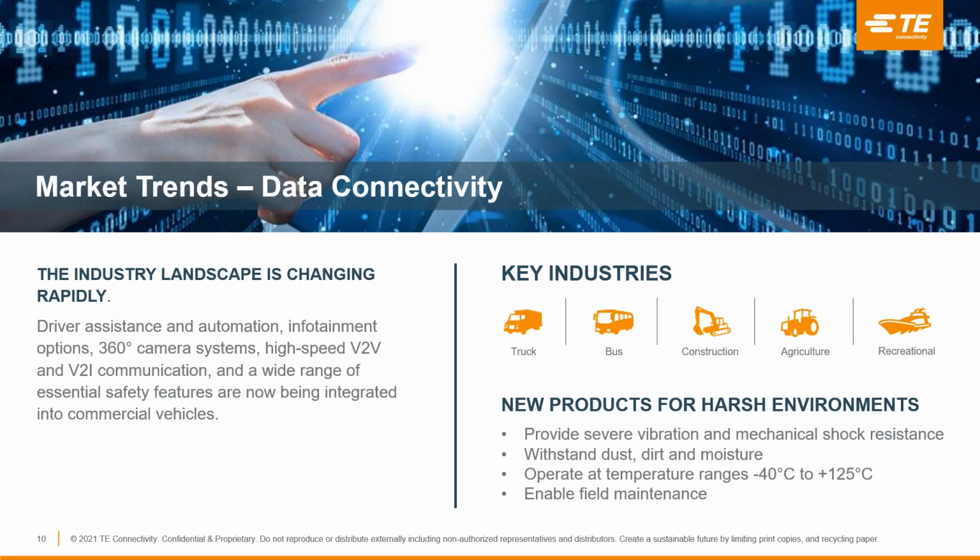But with the advent of new devices and new needs for things like driver assistance and automation, infotainment options, 360-degree camera systems, and high-speed communications both for vehicle to vehicle, or V2V, or V2I or V2X, which I like to refer to as vehicle to vehicle or vehicle to everything, keeping track of where all of the vehicles are on the road and transmitting data up to the cloud. There's a wide range of essential safety features that are now being integrated into commercial vehicles that require speeds and data connectivity much higher than what CAN bus traditionally can offer.